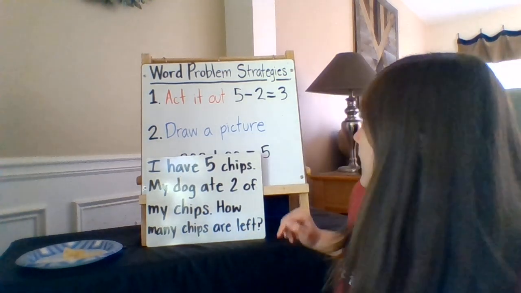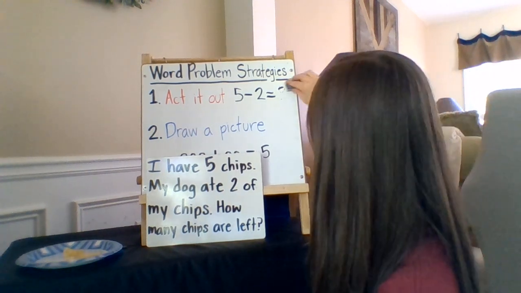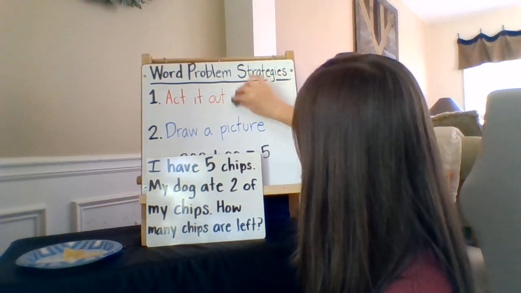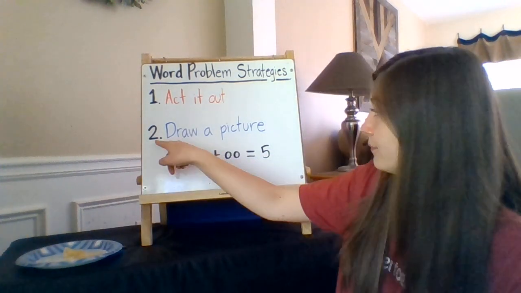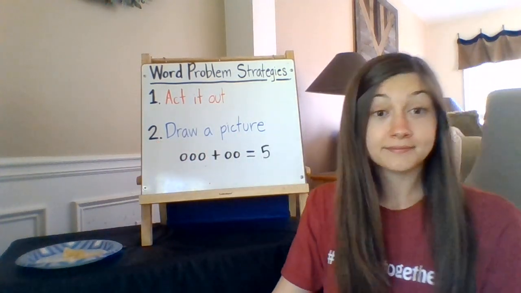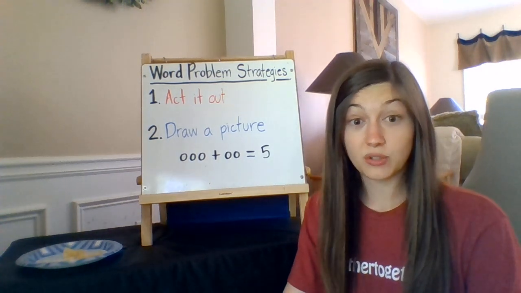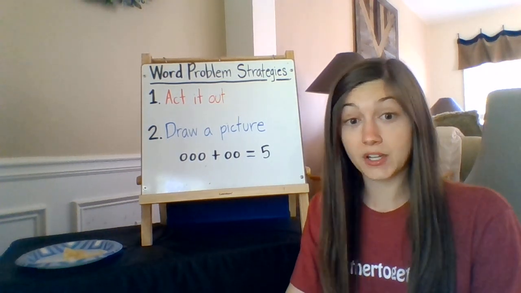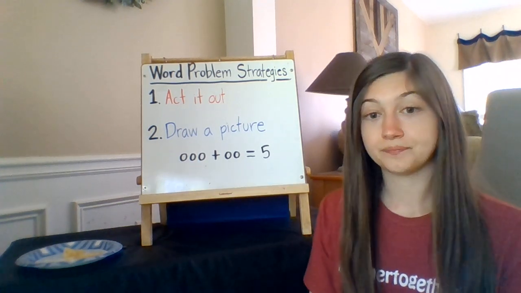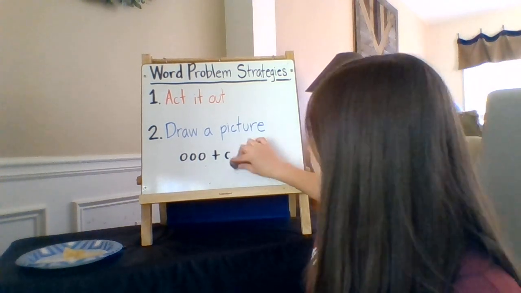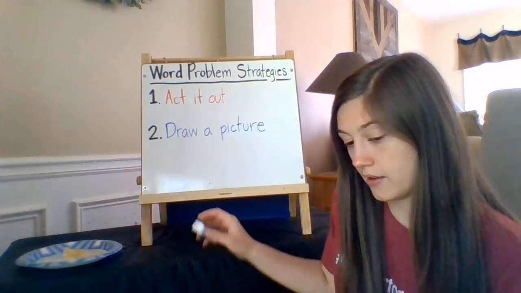Great job. All right, let's try strategy number 2. So strategy number 2, draw a picture. We do this for a lot of different things. We do this for addition and subtraction, so we're used to this strategy. Drawing a picture. I have an example for you here, but we're going to do one together. Let's take a look at another problem.